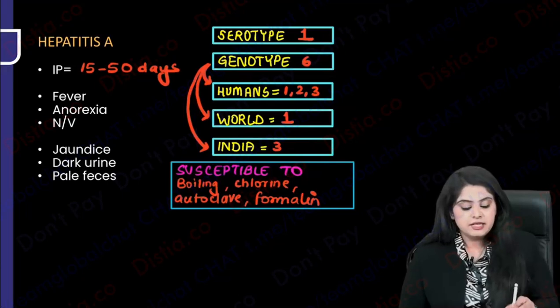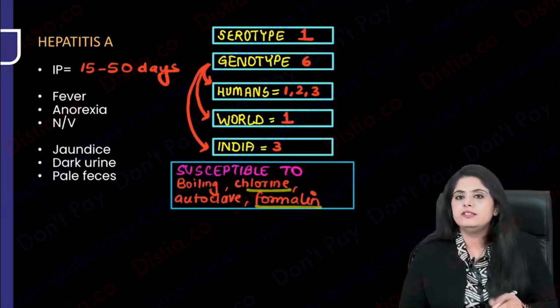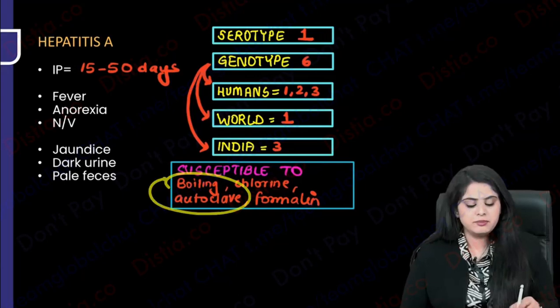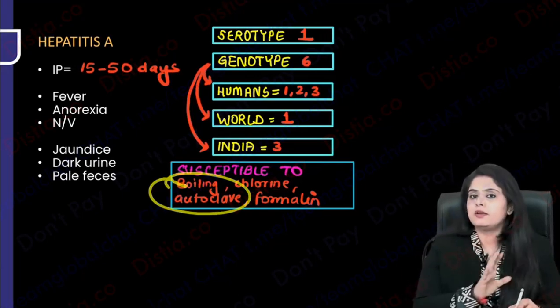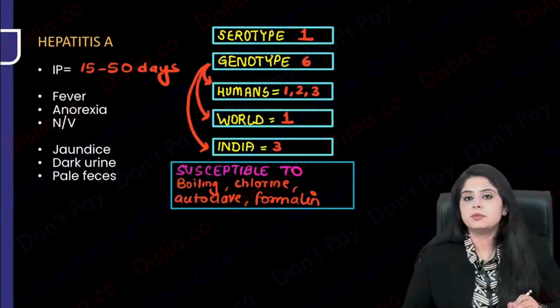I can say it is heat susceptible because autoclave is killing it, boiling is also killing it, formalin and chlorine. These are the things used in a hospital. Now what do we do in a hospital? In heat, you do autoclave and boiling; in chemicals, you use chlorine and formalin. Hepatitis A is susceptible to all.